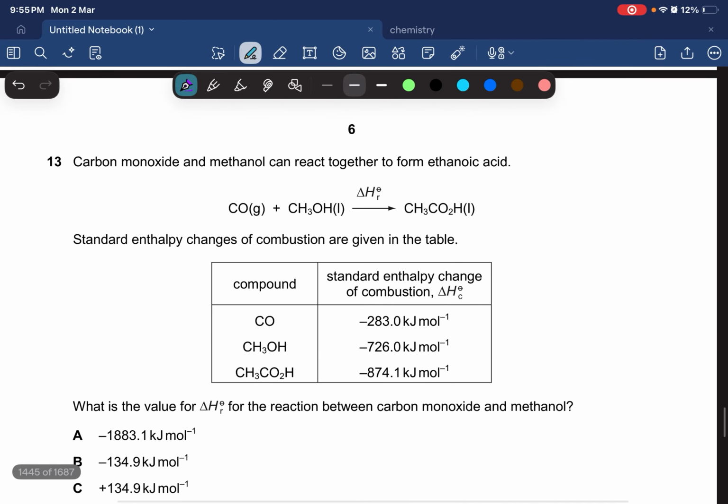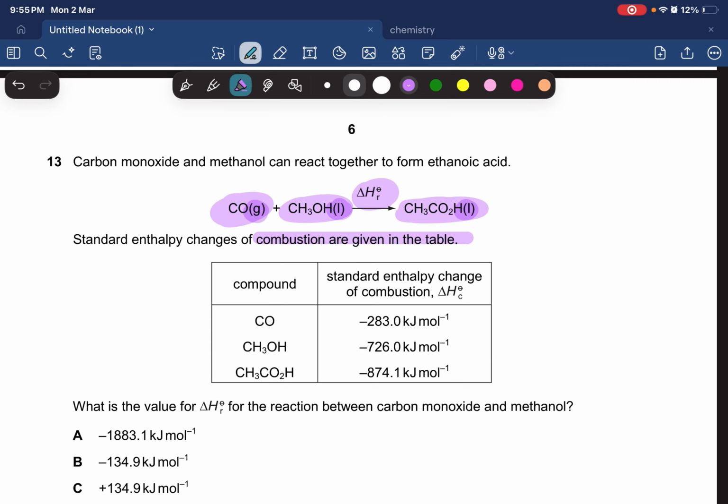Over here, carbon monoxide and methanol can react together to form ethanoic acid. That's a unique reaction we've never studied before: we have carbon monoxide gas, we have methanol, and we're forming ethanoic acid. We have a gas, a liquid, and then a liquid. And what's the delta H of reaction? We don't know. Standard enthalpy changes of combustion are given in the table. What is the value for delta H of reaction between carbon monoxide and methanol?